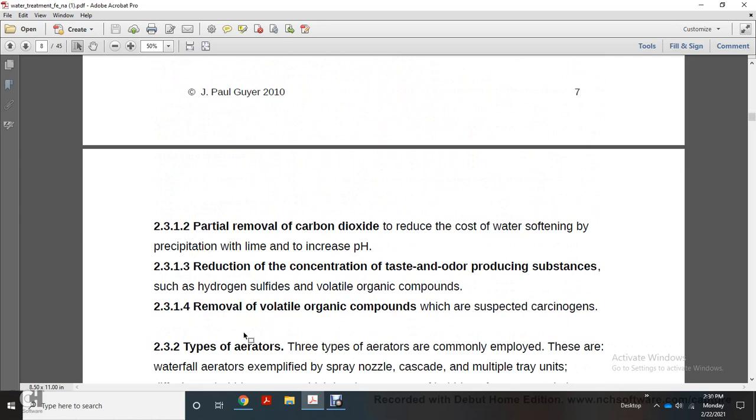filtration. Partial removal of carbon dioxide will reduce the cost of water softening by precipitation, since less lime is needed to increase the pH. Other purposes are reduction in the concentration of taste and odor producing substances such as hydrogen sulfide and volatile organic compounds, and removal of volatile organic compounds which are suspected carcinogens.